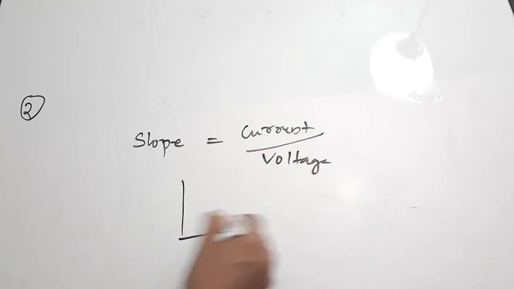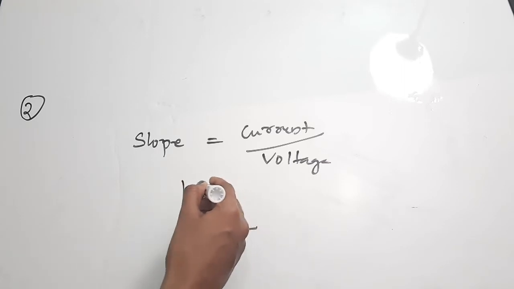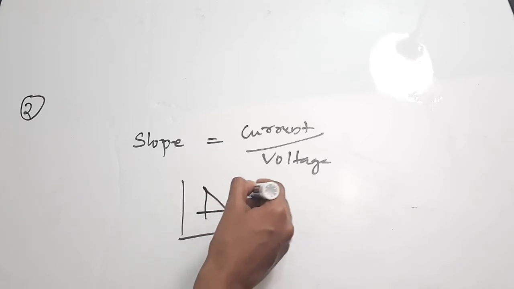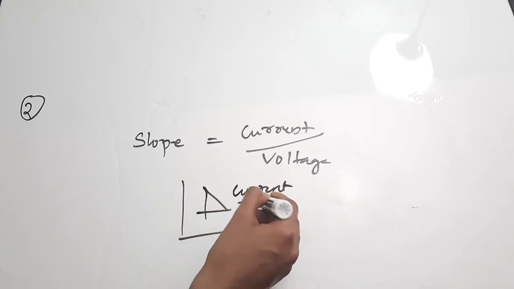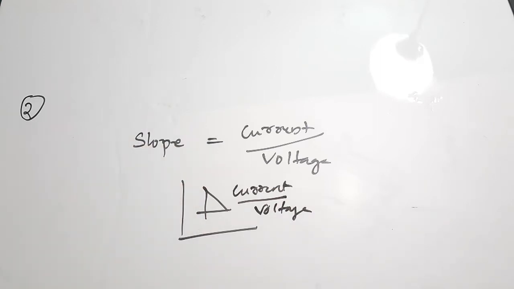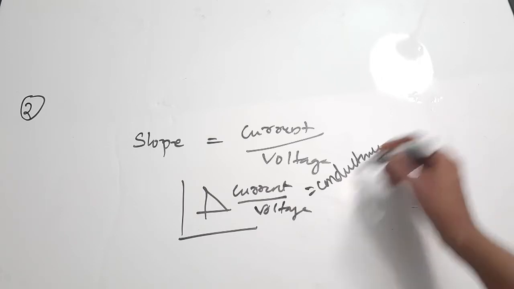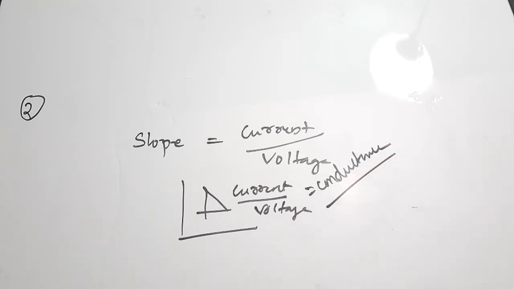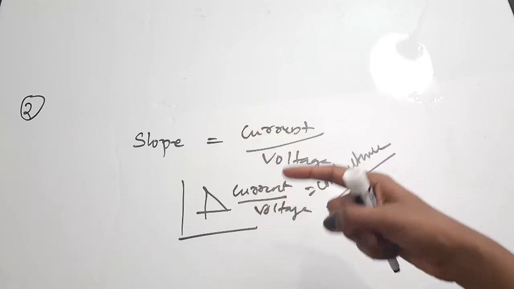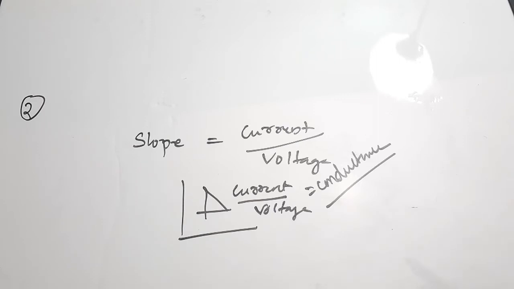So it is a current to voltage graph, so the slope will be equal to the ratio of current to voltage, right? The ratio of current to voltage is nothing but conductance. Again, this question is regarding conductance. If the question was a voltage to current relationship graph, then the slope is resistance.